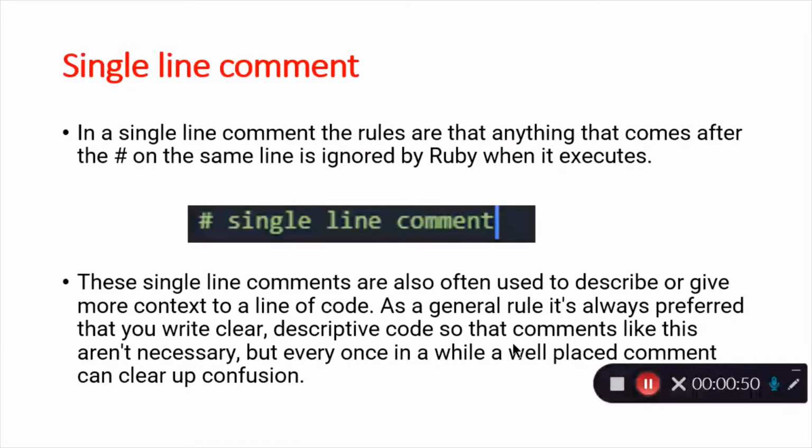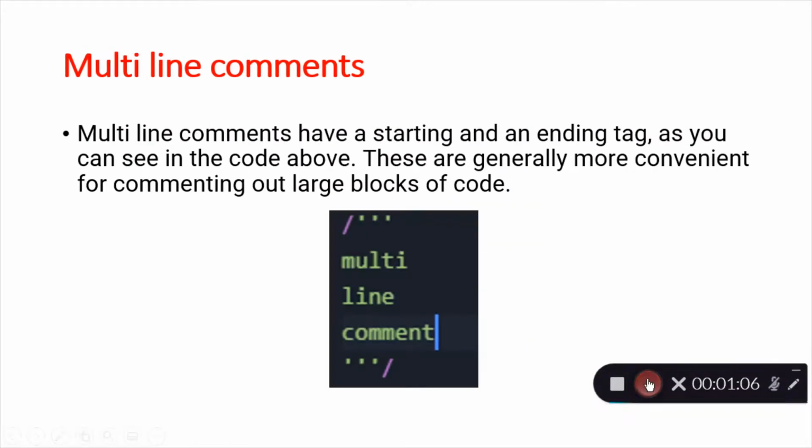As a general rule, it's always preferred that you write clear, descriptive code so that comments like this aren't necessary. But every once in a while, a well-placed comment can clear up confusion. Multi-line comments. Multi-line comments have a starting and ending tag, as you can see in the code below. These are generally more convenient for commenting out large blocks of code.